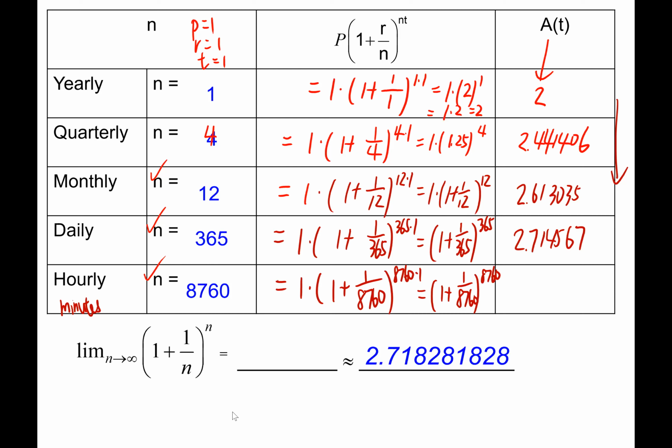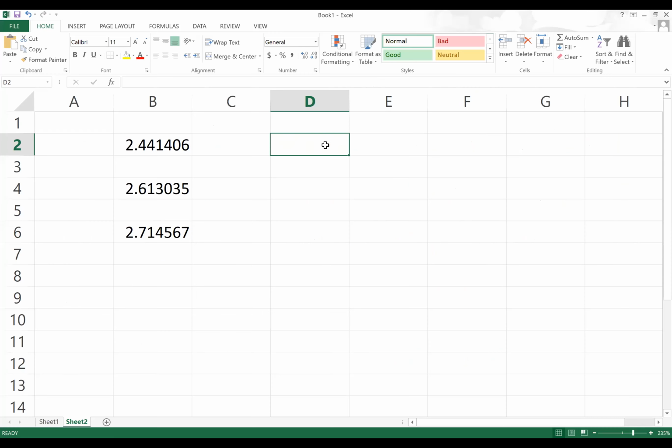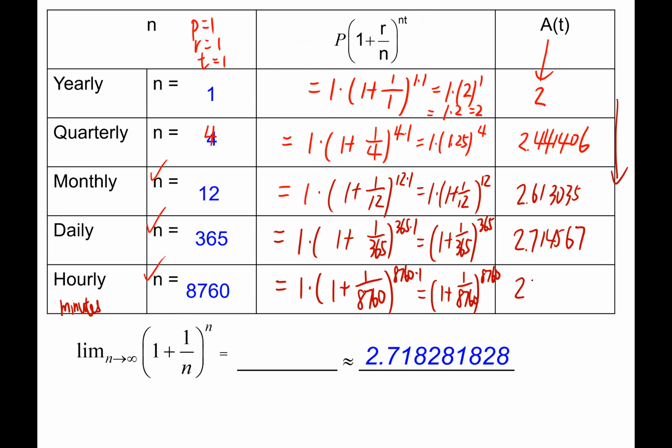And one more time, let's calculate in Excel. So 1 plus 1 over 8760 raised to 8760, and then you enter, right? So you get a result. It's 2.718. Now you see that it's getting to a familiar number. We call that the natural number, 2.718127, and this is getting closer to this.